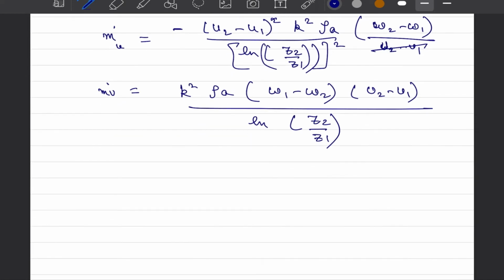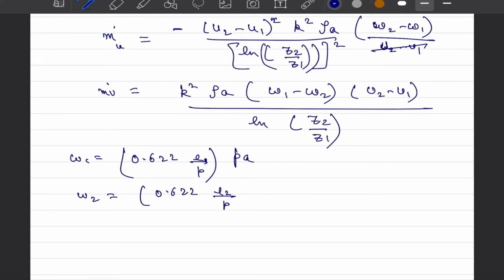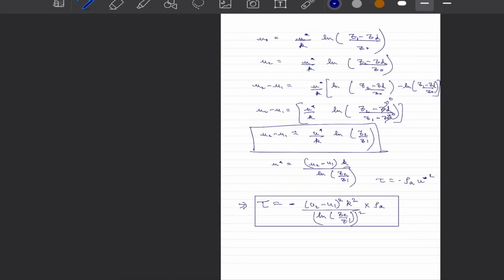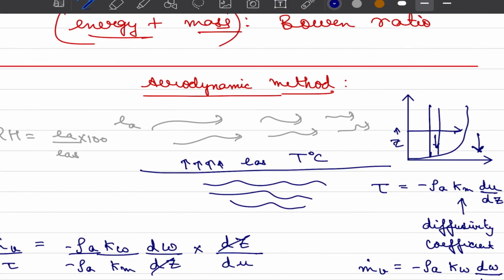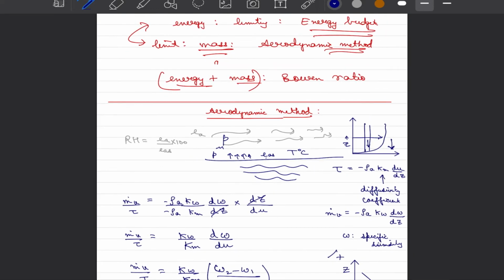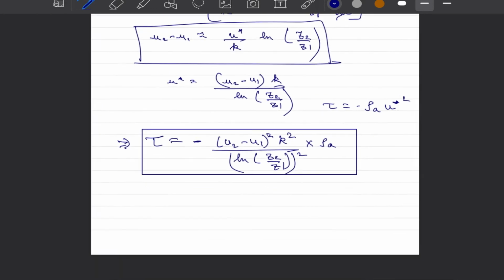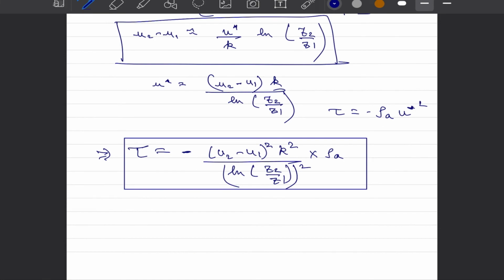So W1 can be written as 0.622 E1 upon P, and this is in Pascal, and W2 can be written as 0.622 E2 upon P. Again, this is in Pascal. Since we can assume that we have not traveled a significant distance going from the surface of water to the air above it, the atmospheric pressure can be assumed to be fairly the same, since we are still near the Earth's surface and we have not traveled kilometers into the atmosphere.